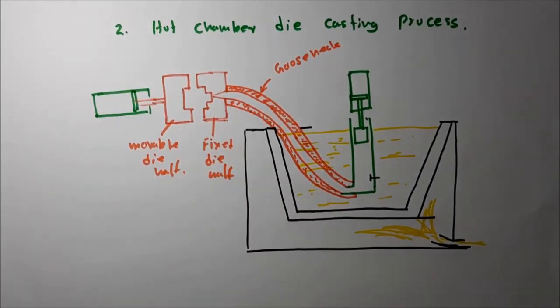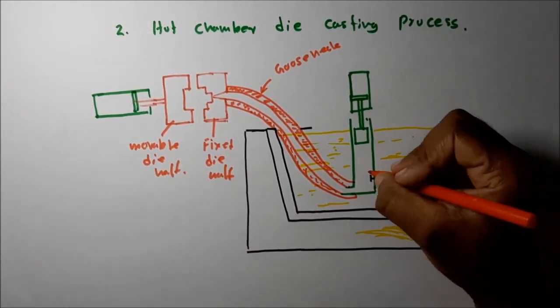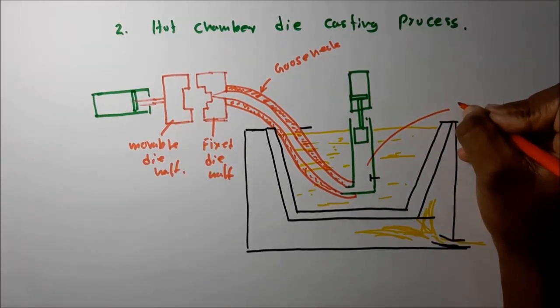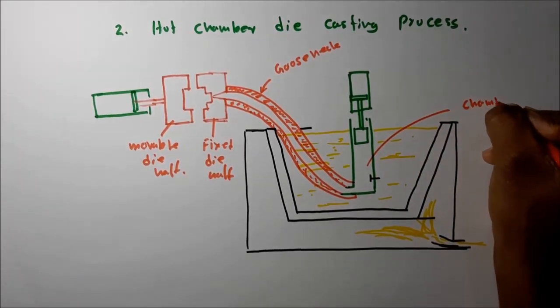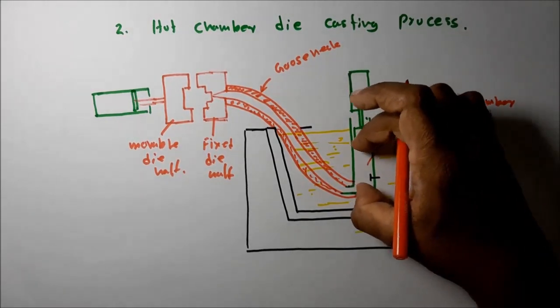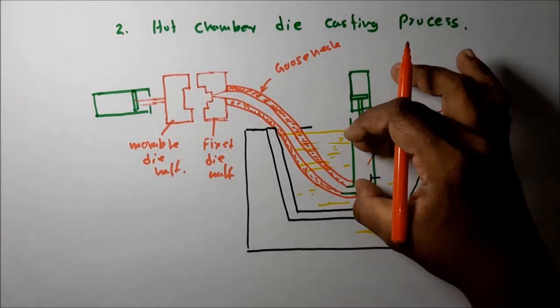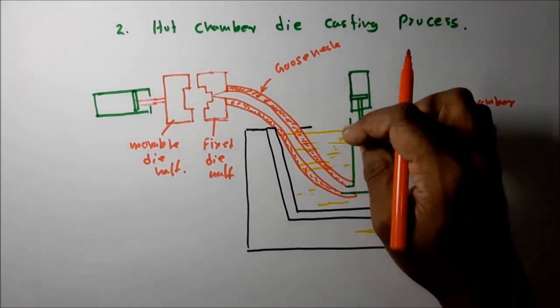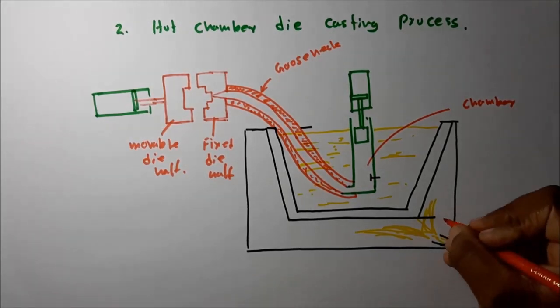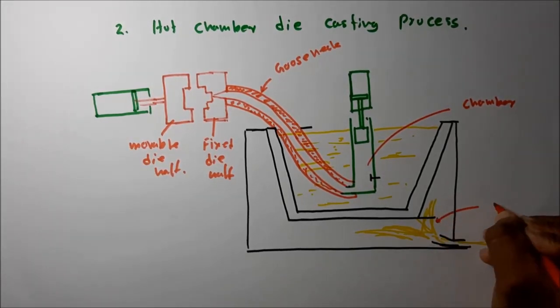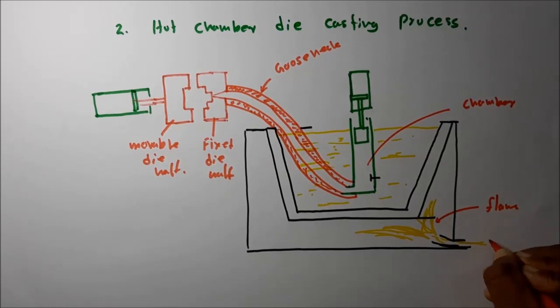Okay, this is the hydraulic cylinder. This is the chamber where the molten metal is trapped, a certain volume of molten metal trapped by this chamber. Then I'll explain this one. Then this is the flame. This is the fuel. Okay. Let me explain this one.